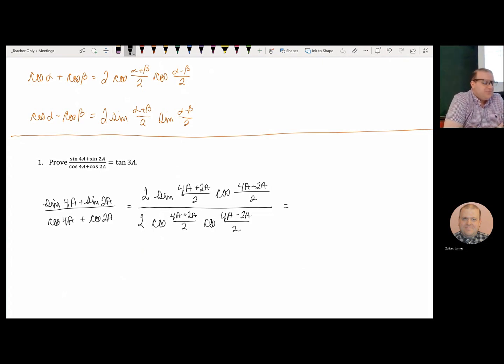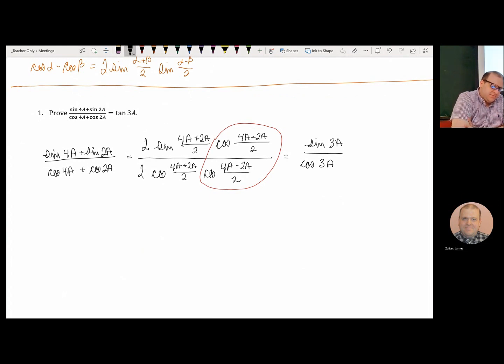Two over 2 is 1. 4a plus 2a over 2 is just 3a, so we're left with sine of 3a. And then in the denominator, we're going to be left with cosine of 3a, right? Because notice, those terms are the same. So that's also 1. But sine of a over cosine of a is just tangent, so we have tangent of 3a as desired.